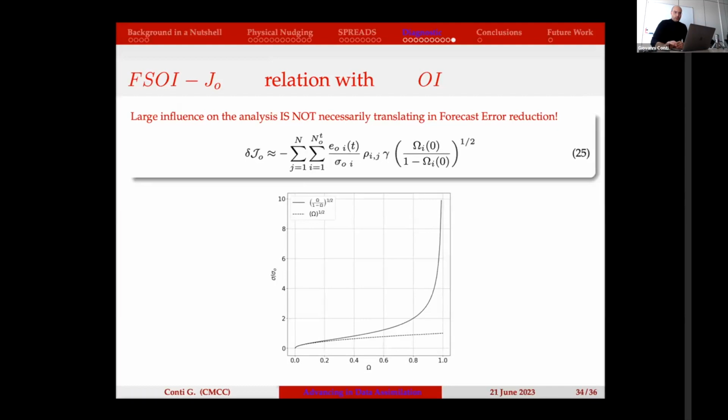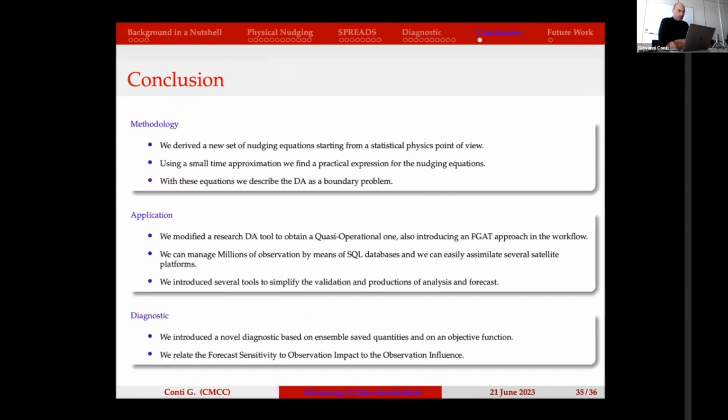So just to conclude and summarize everything, from the methodology perspective, I show how to derive a set of nudging equations starting from a statistical physics point of view. Using a small time approximation, we can find a practical expression for the nudging equation. And with this equation, we describe the DA as a boundary problem.